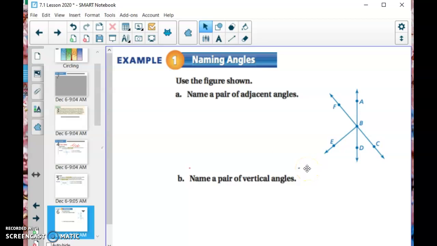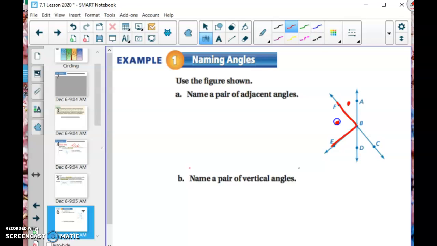So looking at this picture here, it says name a pair of adjacent angles. So there's lots of possibilities here that I could choose for adjacent angles. I'm just going to choose one pair. And I'm going to name this angle here and this angle here. Well, how do I name angles? I have to trace along the side in order to name that angle. If you start with B, you're going to be wrong because B is the middle angle and that always has to go in the middle.